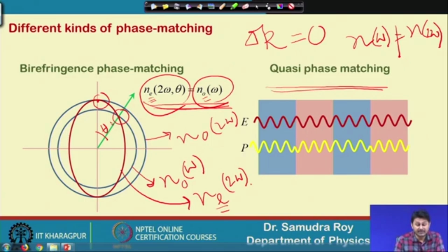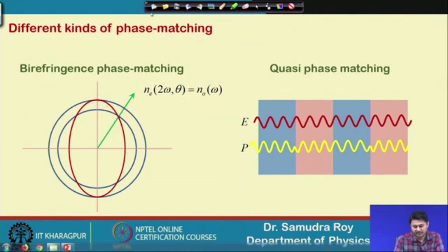We will discuss in detail what birefringence phase matching means and how we are going to achieve it. So this is the one part. The second part is quasi phase matching. Quasi phase matching is also very interesting.